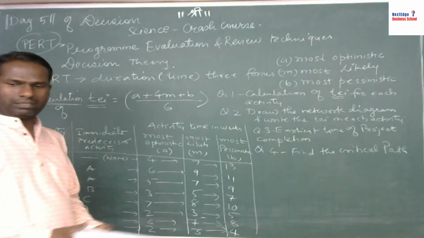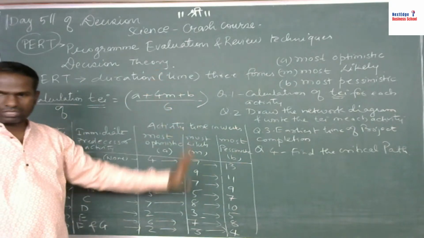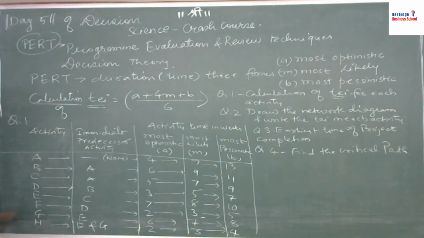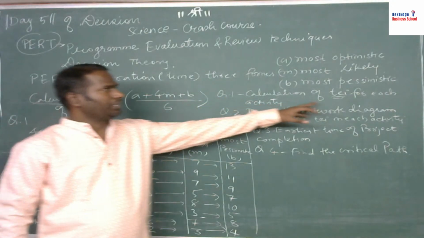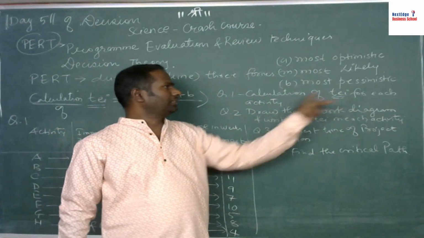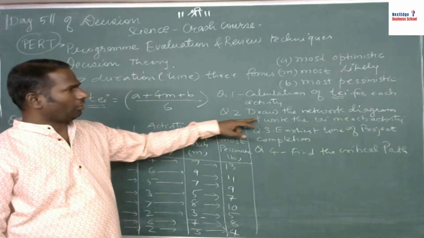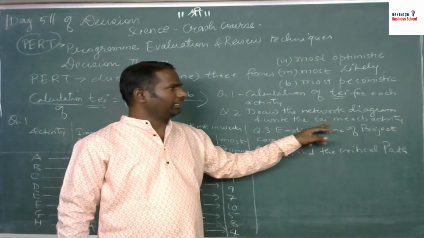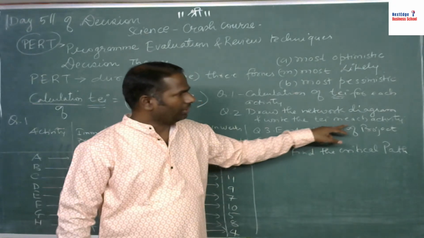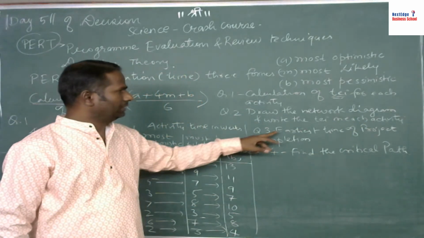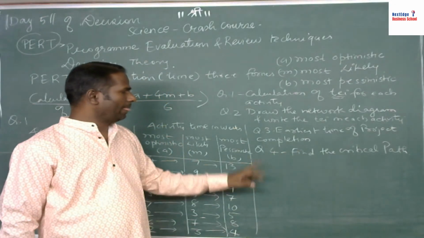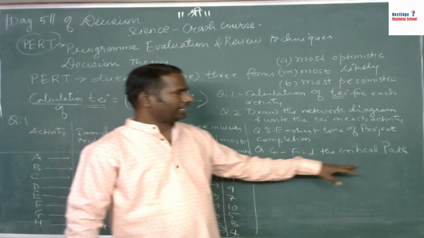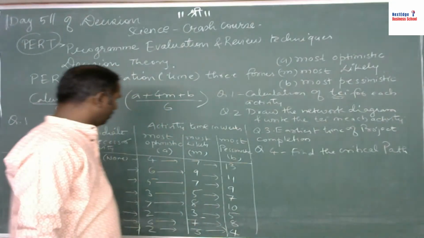So these are the 4 questions which they are asking us to find out from the given table. The question number 1 looks like calculation of TE or expected time for each activity. Question number 2 is draw the network diagram and write the TE on each activity. And question number 3 is to calculate the earliest time of project completion. And question number 4 looks like find the critical path. So let us solve one by one.